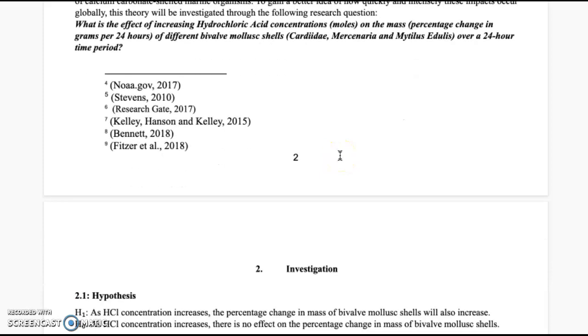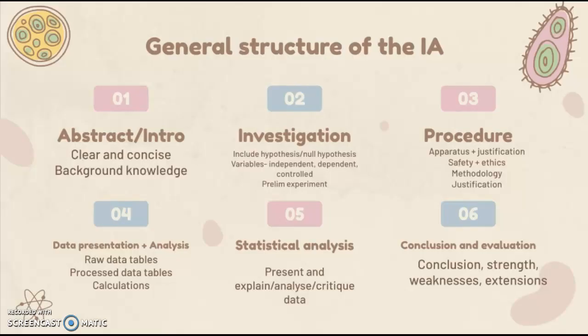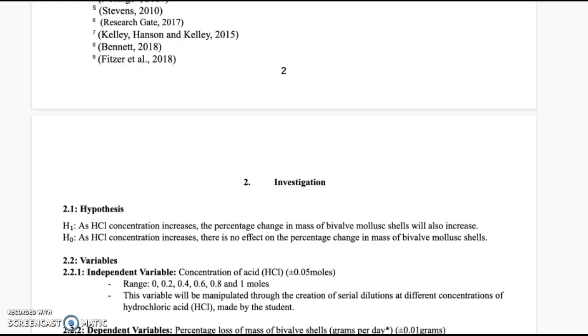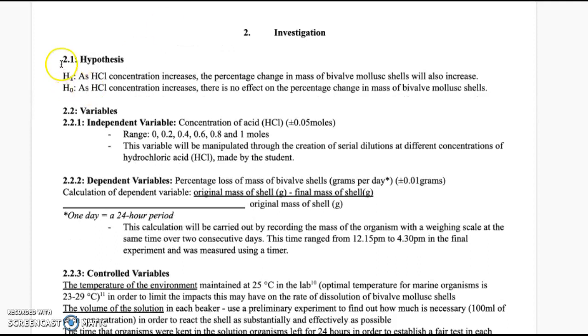So yeah. Okay, and then you want to go into your investigation. So here you want to outline your hypothesis and your null hypothesis, which is very important, different variables you're including, and possibly a preliminary experiment if you've done one. So I'll go and show you what I did for that. So here's my investigation. Here we see my two hypotheses. So my hypothesis and my null hypothesis.